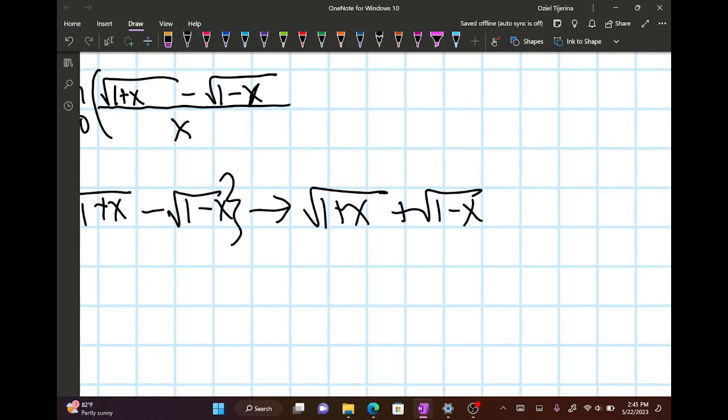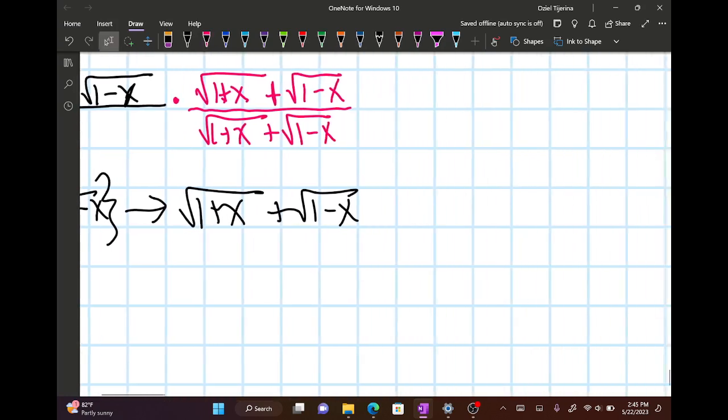So we're going to put that in here, times the square root of 1 plus x minus the square root of 1 minus x. I'm sorry, plus, excuse me. Plus the square root of 1 minus x. So on top and bottom, right?